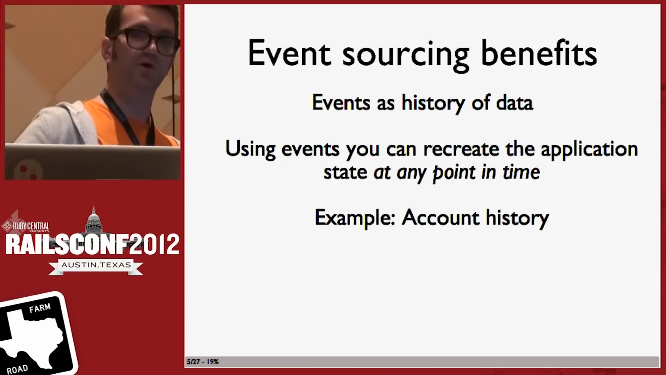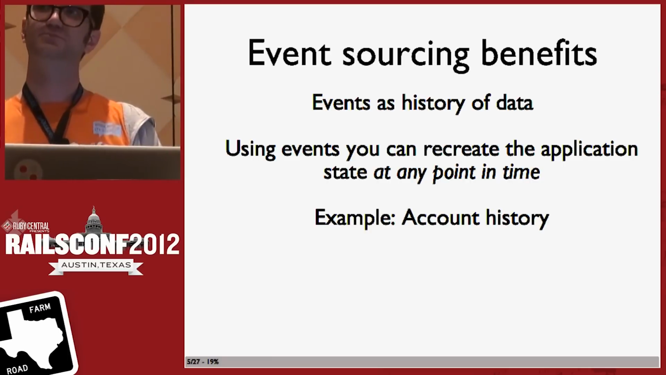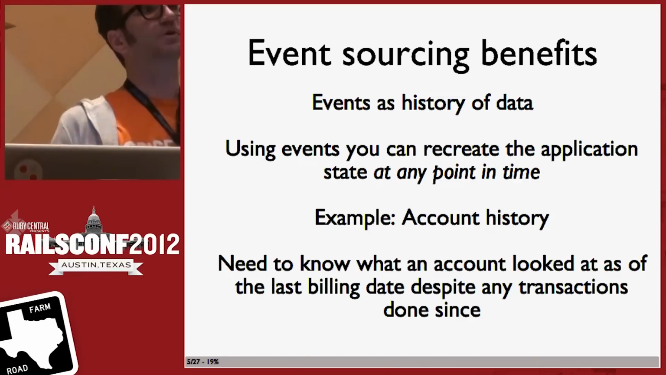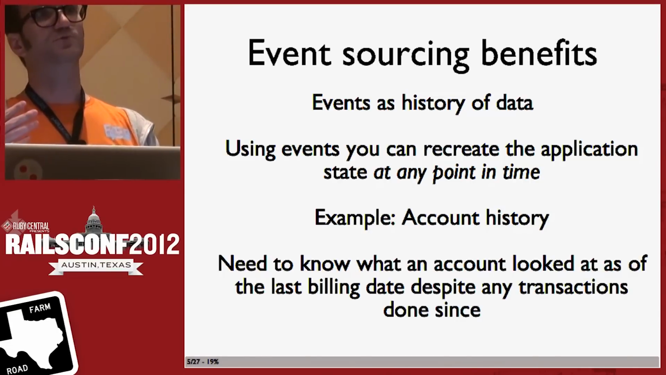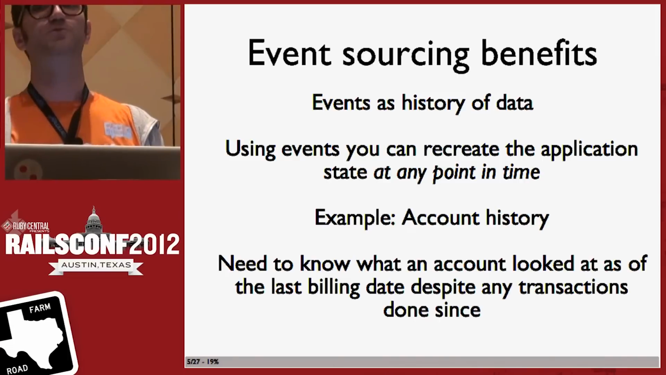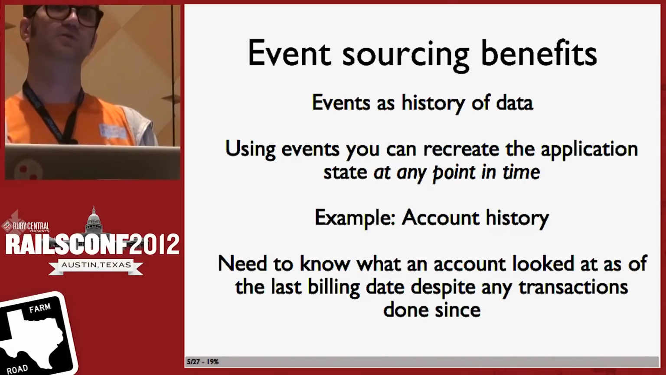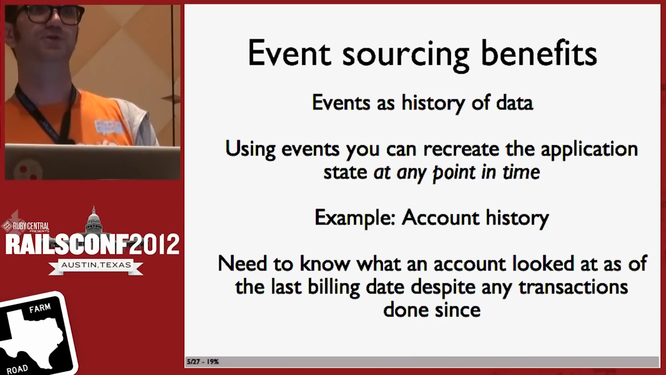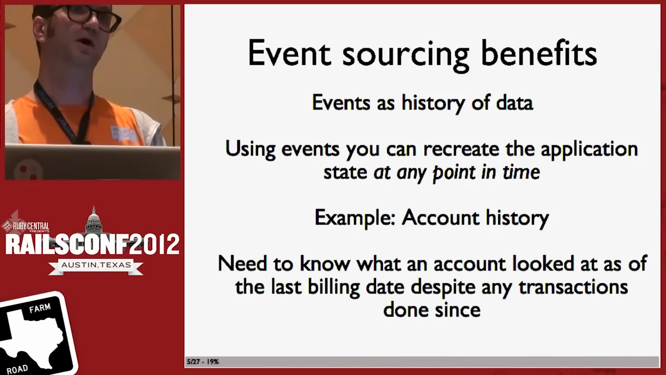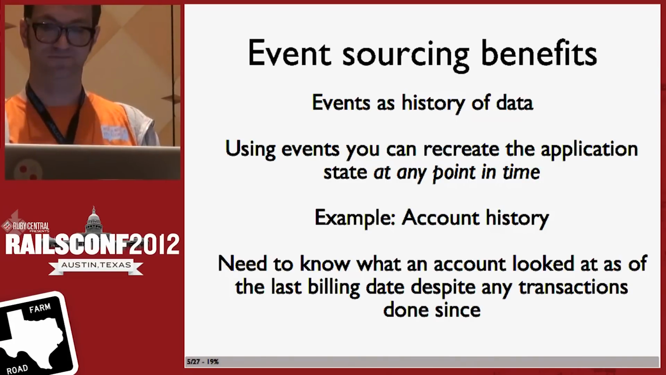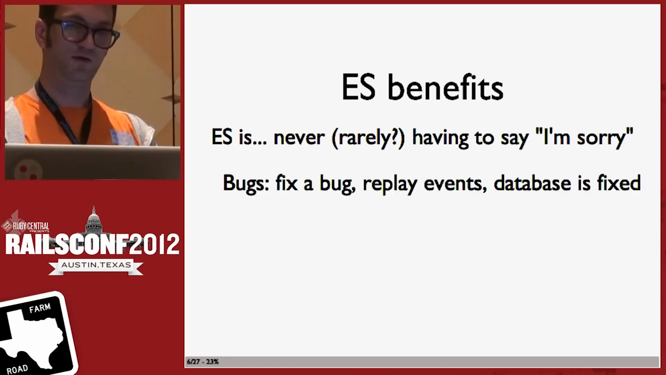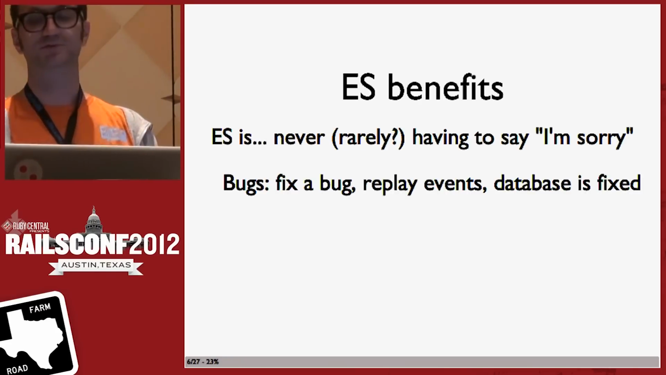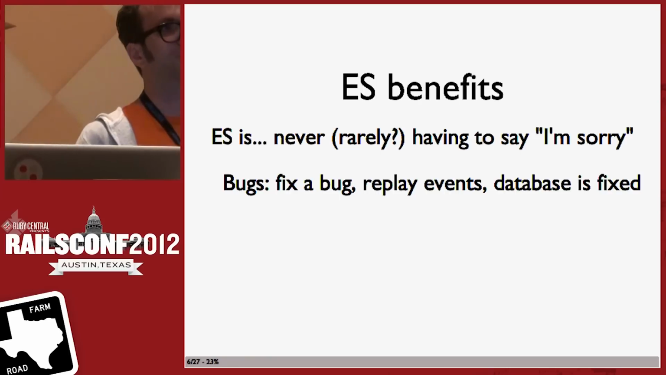The reason for that is they need to know what accounts look like at the end of that date. So one use case for something like this might be to be able to replay the events up to that book date, up to the end of the month, which you can then do at any point in time. So closing the books is no longer a thing. We may still talk about it, but you can close the books at any point in time. So some of the other benefits: event sourcing means that you will only rarely have to say I'm sorry to the business people.